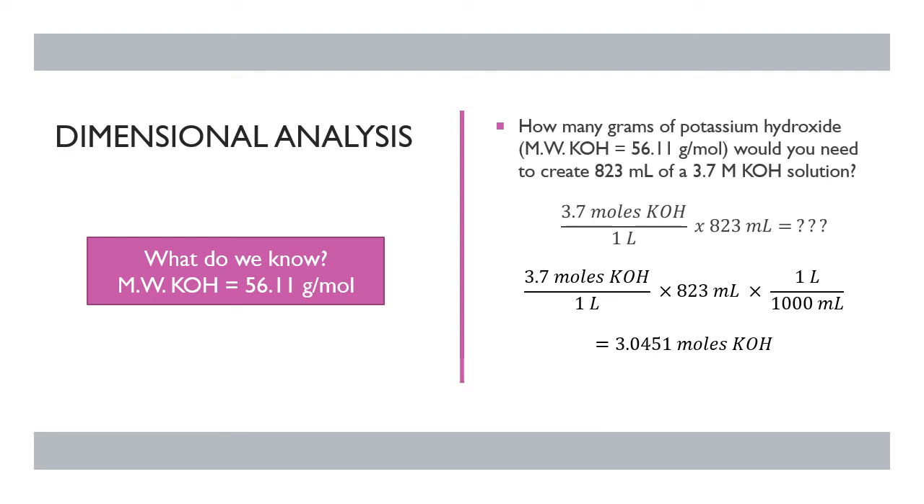So if we set up the multiplication, boom, 3.0451 moles times 56.11 grams per mole equals 170.861 grams of potassium hydroxide. This is how much potassium hydroxide we would need to measure out on a scale to make 823 milliliters of a 3.7 molar potassium hydroxide solution.